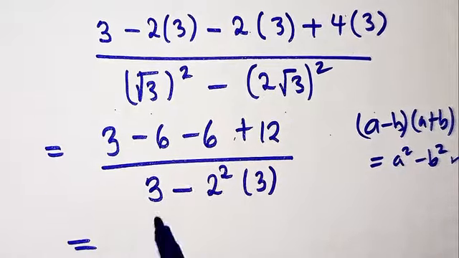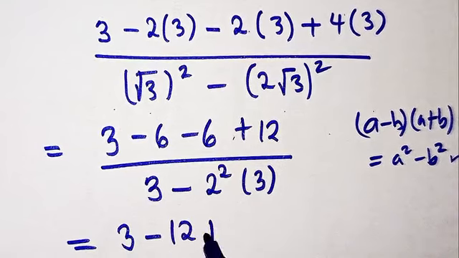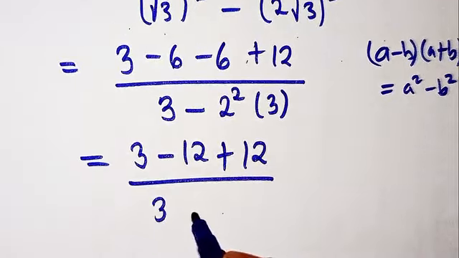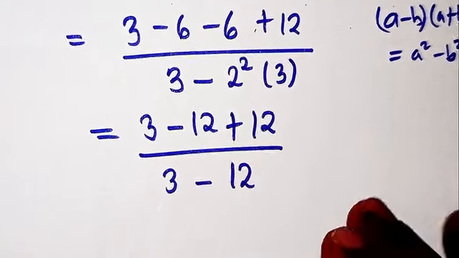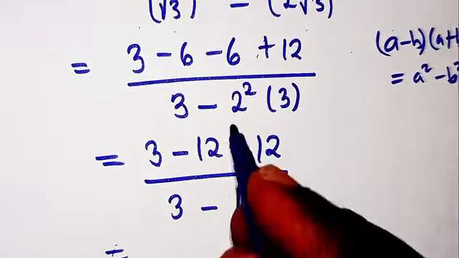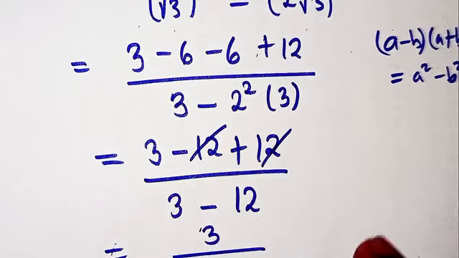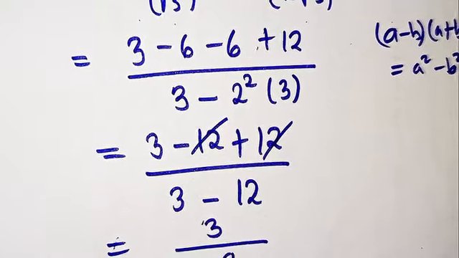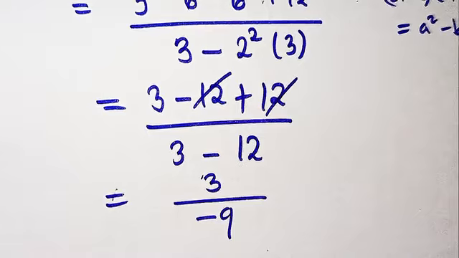So now from there we have 3 minus 6 that will give us minus 12 plus 12, then divided by 3 minus 2 raised to power 2, 4 times 3, we have 12. So now we have this, we cancel this, we're going to have 3, then divided by 3 minus 12, that gives us minus 9. Now that will give us minus 9.